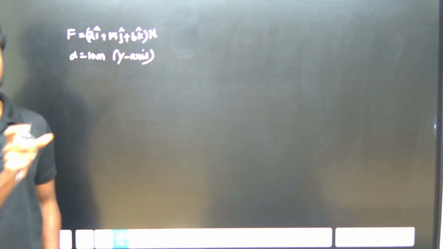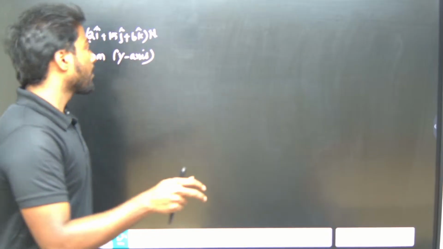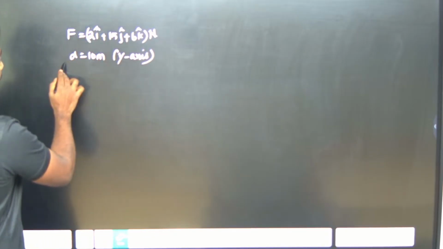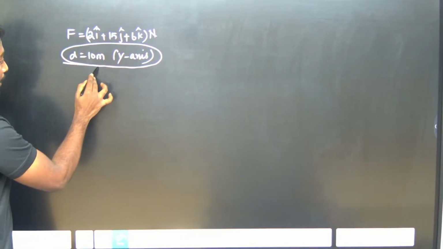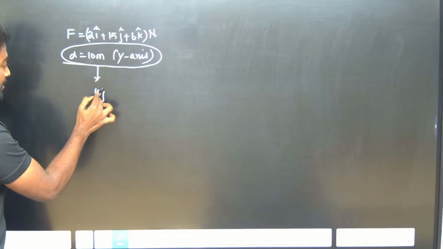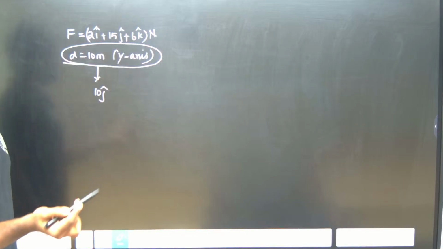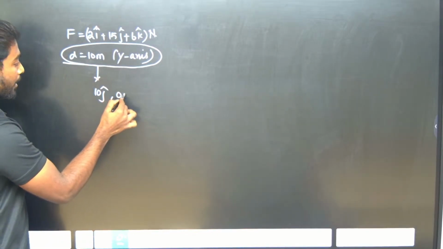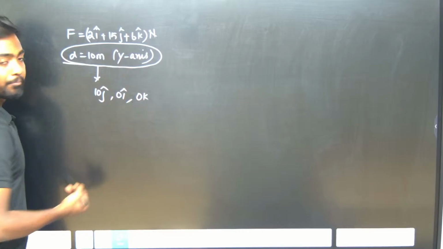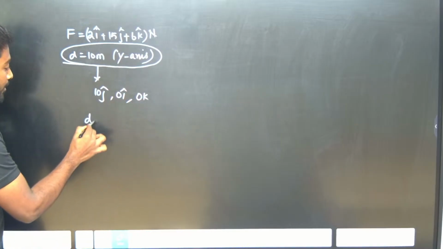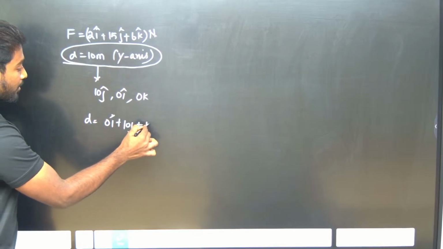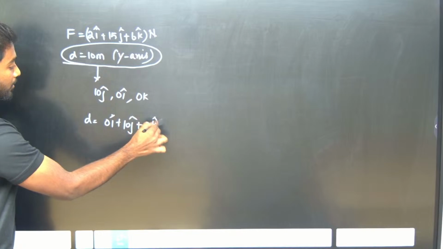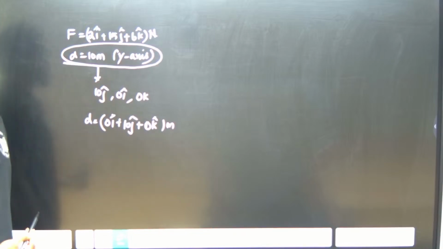Whenever we are talking about a constrained manner, which means they have given some direction, y axis, so I can write this as 10j cap. The remaining components, that is 0i cap, 0k cap. So displacement is nothing but 0i cap plus 10j cap plus 0k cap. Got it? This is my displacement.